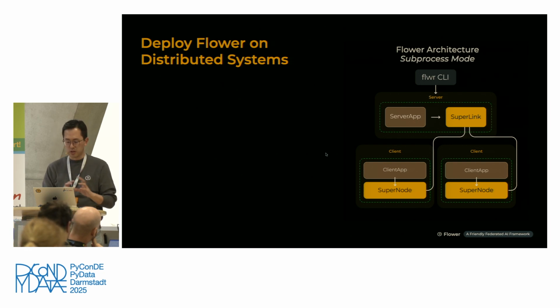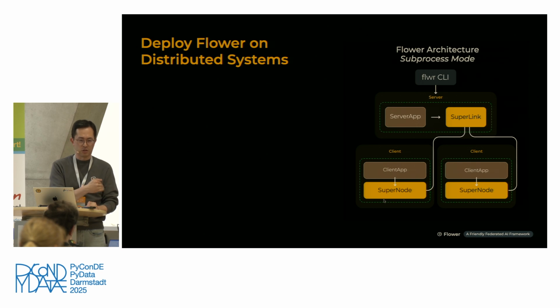So this is what we call the sub-process mode. Each dashed green line indicates that the superlink will spin up a server app in its own sub-process, and then it handles everything for you. Similarly, for the client, the supernode will spin up the client app in a sub-process and do it for you. If you want complete isolation between the superlink and supernode and the app, you would have the process mode.